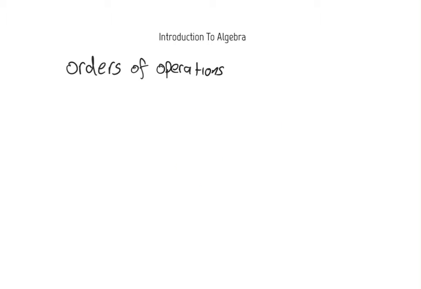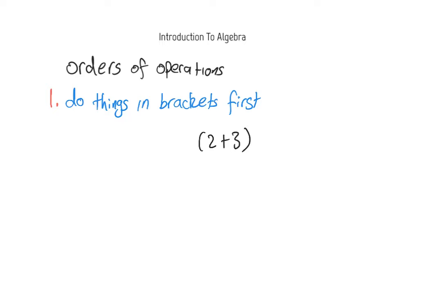Alright, so we have over here some of the rules. Number one is do things in brackets first. So, for example, what does that mean, to do things in brackets first? If we have an equation that looks like 2 plus 3 minus 5, what does that equal?